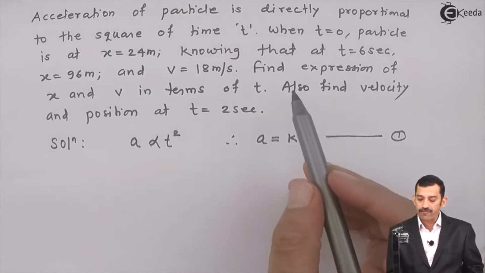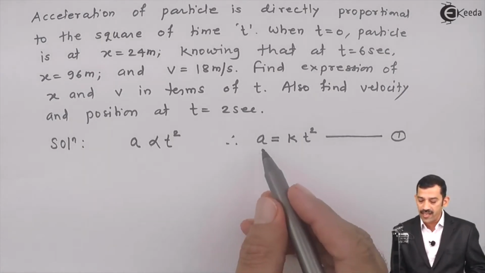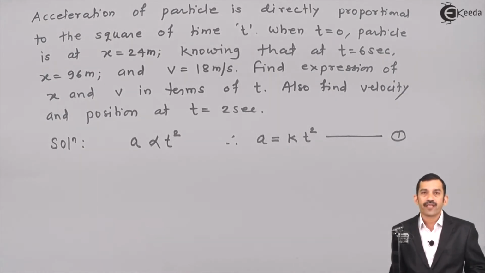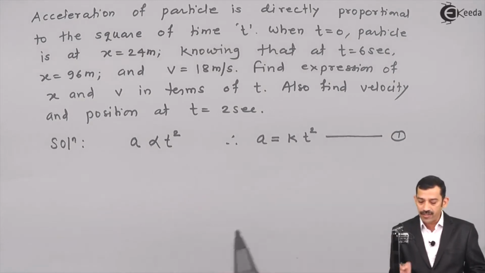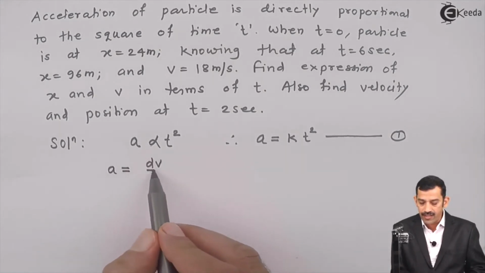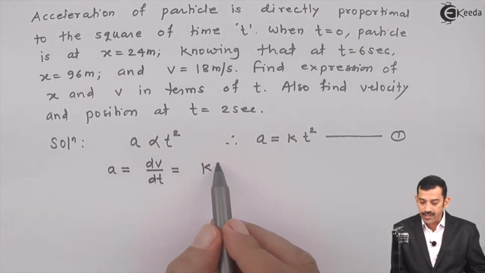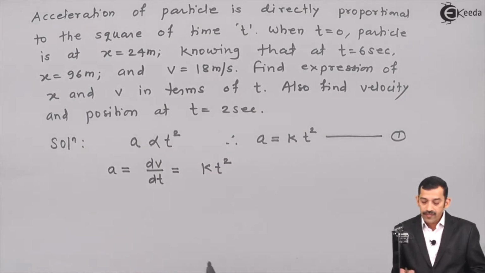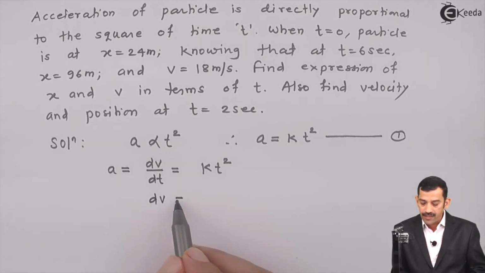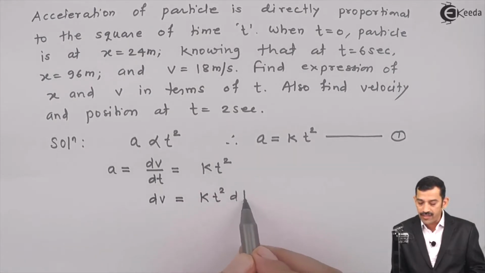What is asked in the problem? Find the expression of x and v in terms of t. That means acceleration a as a function of time t can be written in terms of velocity and time t, and we will get the equation of velocity in terms of time t. a is dv by dt, so dv by dt equals kt square. If we multiply by dt, the right hand side becomes kt square dt.